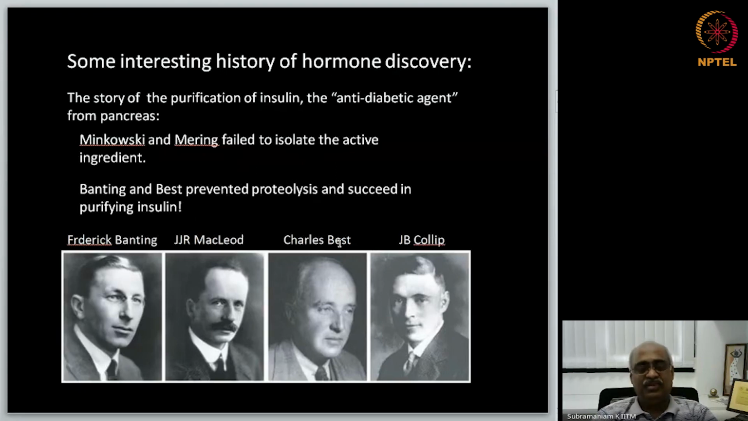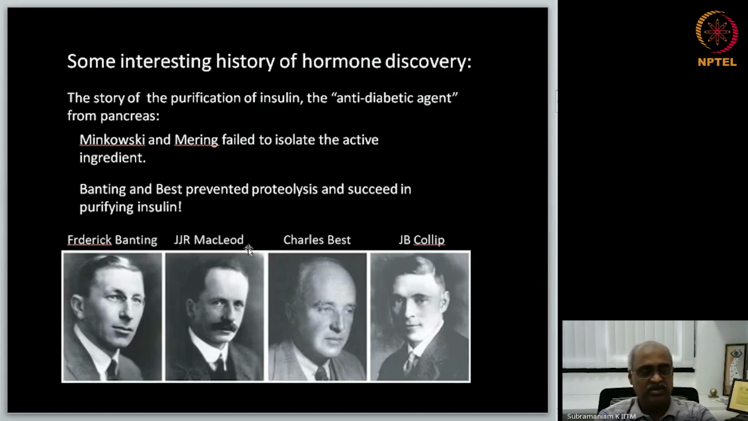Any fraction that doesn't have the activity, then you know the molecule is not there. Any fraction that has it, then you know the molecule is in that fraction. Like that, you go all the way to the pure molecule, and that is how Banting ended up purifying insulin. And for that, obviously, he was awarded the Nobel Prize.